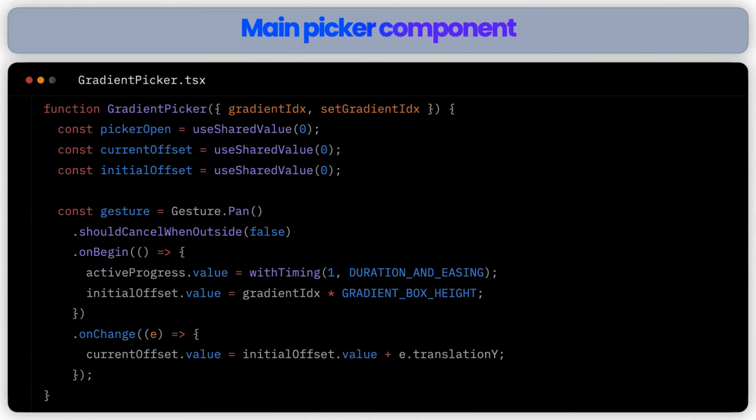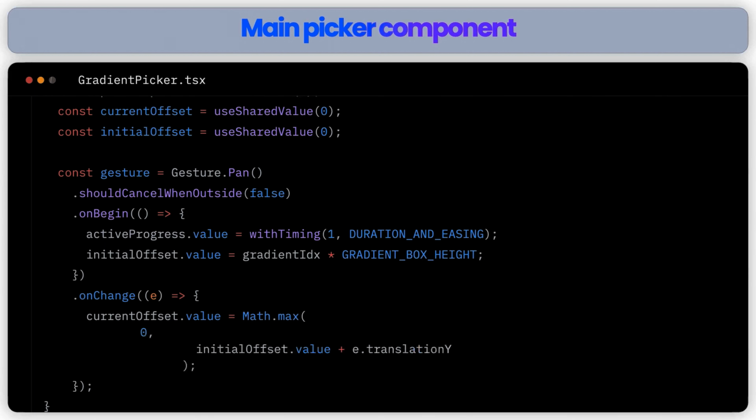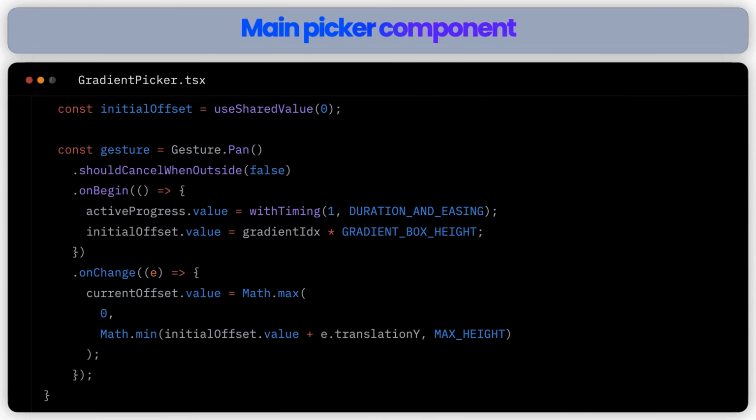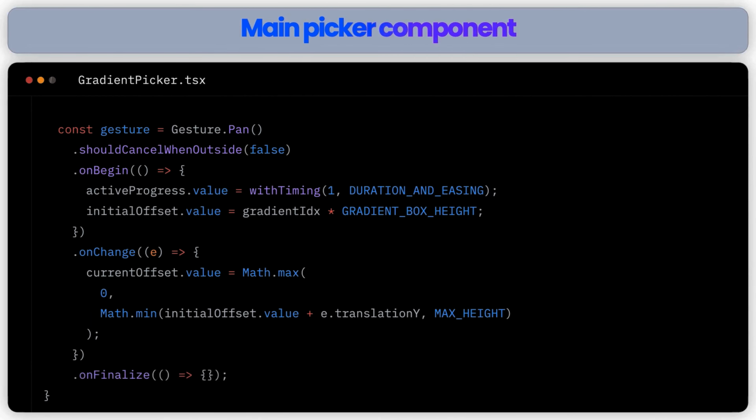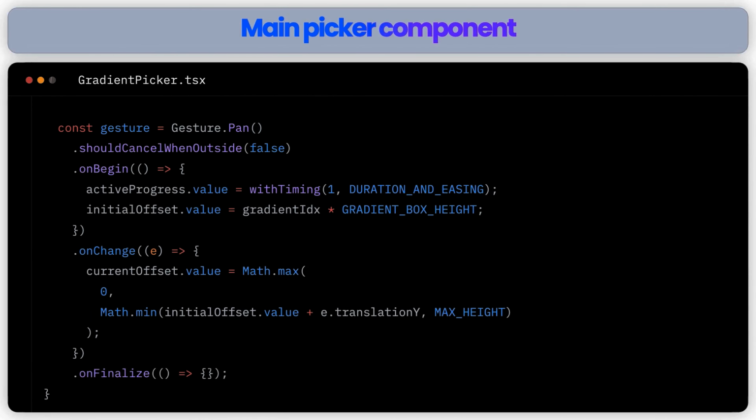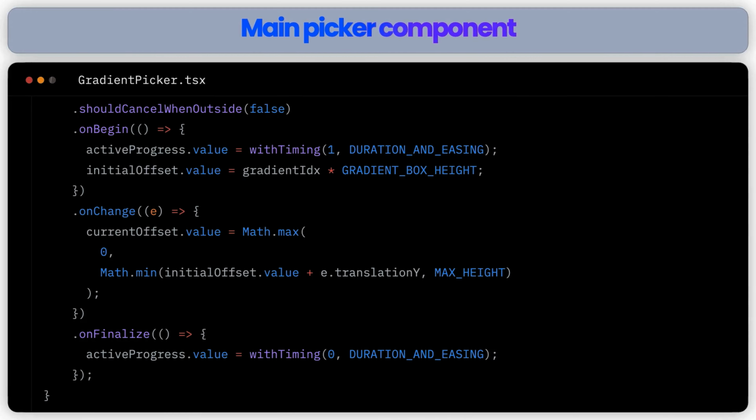onChange fires on every frame of the gesture. We can set the current offset value based on our initial offset and the vertical translation of our finger. Let's make sure we clip our offset to start at 0, selecting the first option, and end at the max height of the list, selecting the last option. onFinalize fires when the user raises their finger and the gesture ends. We can animate the picker open value back to 0 here.